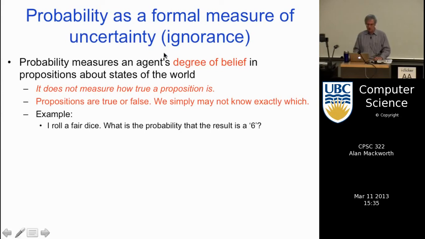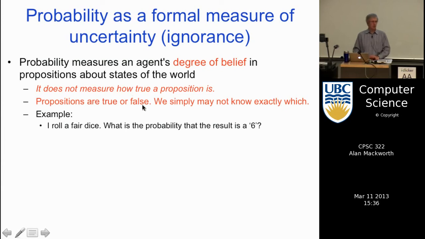Because it's a measure of the agent's degree of belief in propositions about the state of the world. And one faulty notion of probability is sort of measuring how true a proposition is. Like, George is tall, 0.6, which means that he's taller than average, but he's not super tall. That's not what we mean, okay? And that's what's called fuzzy logic, and you'll encounter fuzzy propositions and so on. That's not what we're talking about.